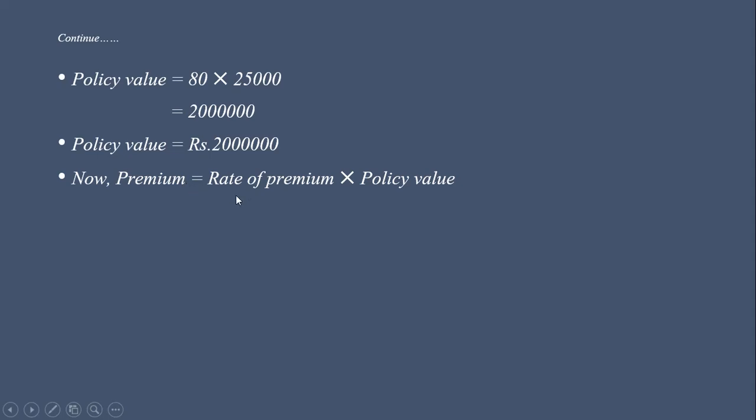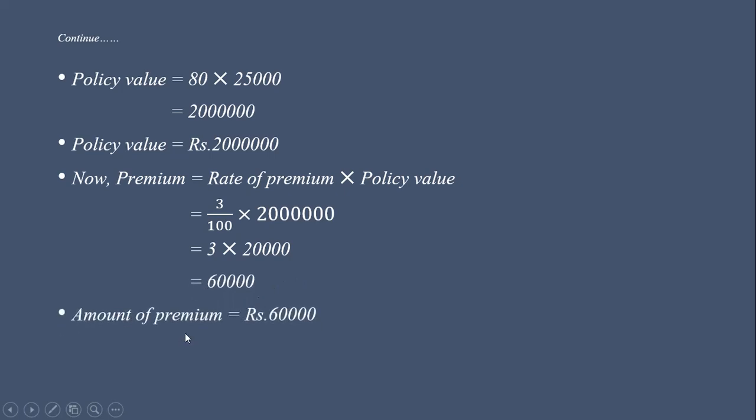Now in this case policy value is rupees 20 lakh. We use the formula premium is equal to rate of premium into policy value. Rate of premium is 3%. So 3 upon 100 into policy value 20 lakh. Cancelling these two zeros, we get 3 into 20,000, which is equal to 60,000. So we get the premium amount of rupees 60,000. So in these two cases, if the property is fully insured and if the property is insured to 80% of its value, we get the amount of premium. If policy value is higher, then premium is also higher.